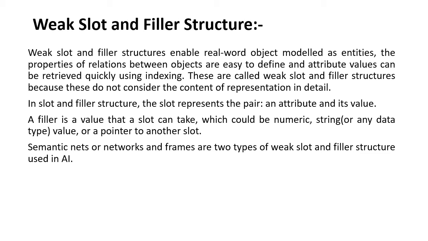What is the meaning of slot and filler? In slot and filler structure, the slot represents the pair of an attribute and its value in any representation, and the filler is a value that a slot can take, which could be numeric, string, or any data type value, or a pointer to another slot. Semantic net and frame are two types of weak slot and filler structure. You can understand weak slot and filler with the help of an example.